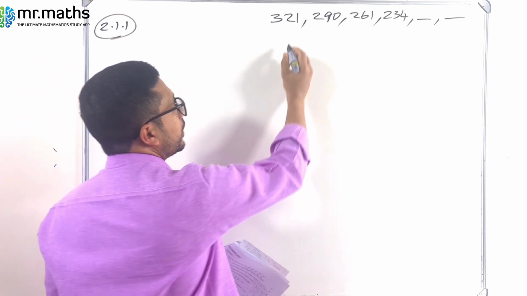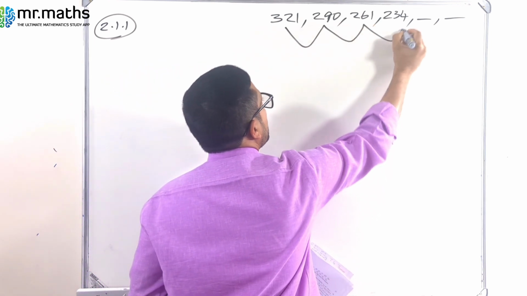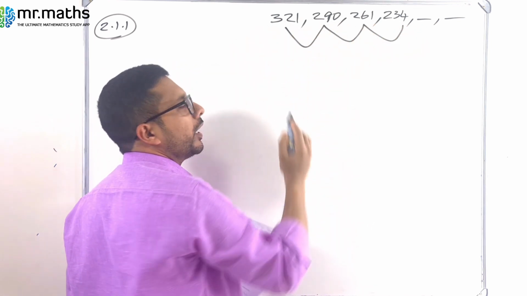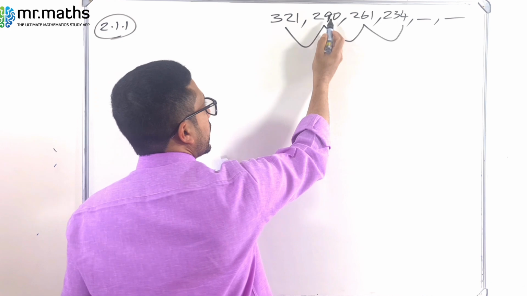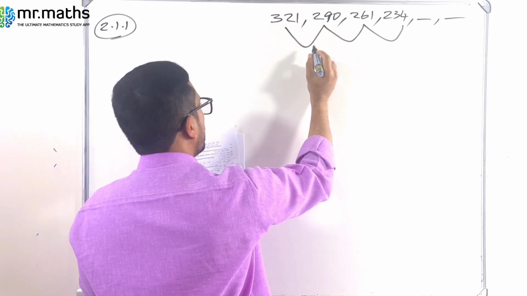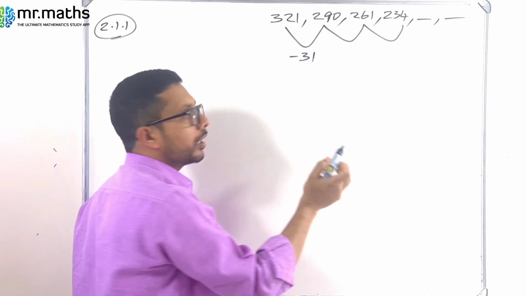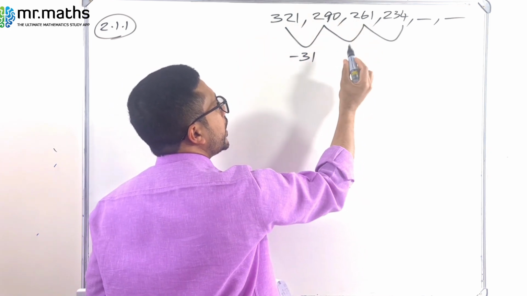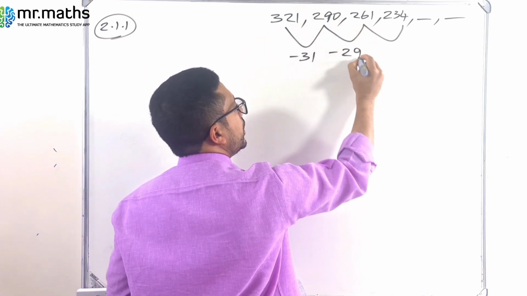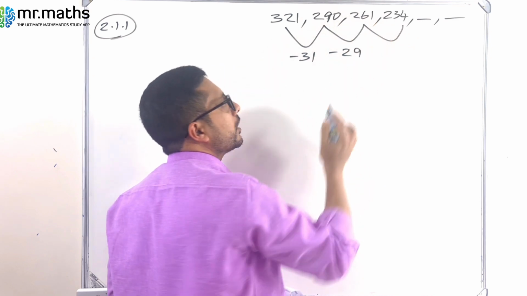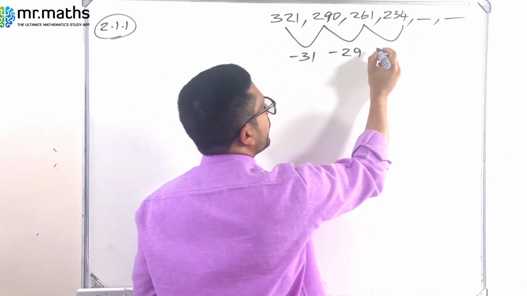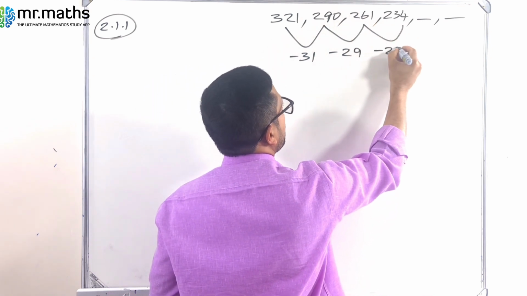So how can we find the second difference here? This is the first difference, 290 minus 321, second term minus first term. So what is that one? Minus 31. You can check in your calculator. 261 minus 290, minus 29. 234 minus 261, that is minus 27.